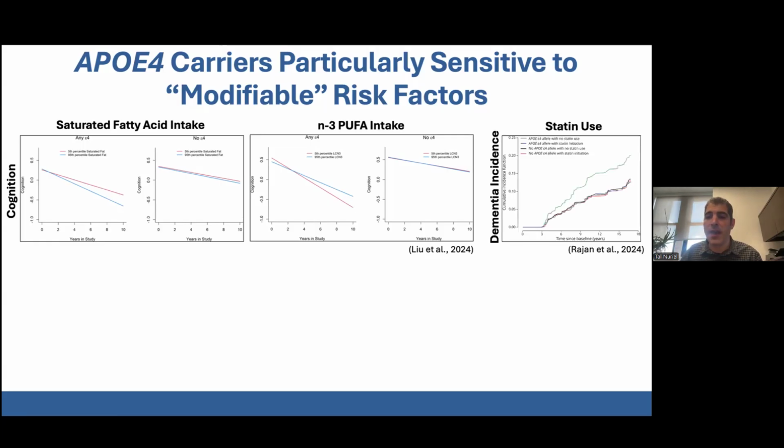This was a study, I think, by the same group, looking at people who had high cholesterol, and it was really the APOE4 carriers who responded most in terms of reducing dementia incidence, the ones that responded most to statin use in this case.